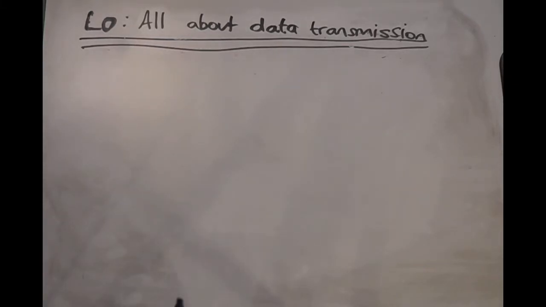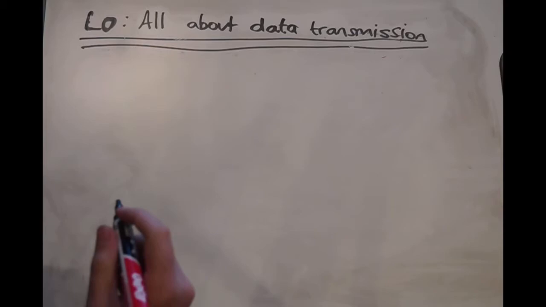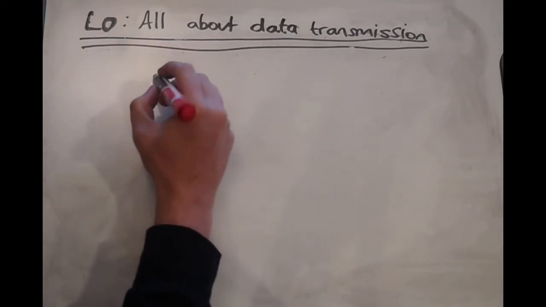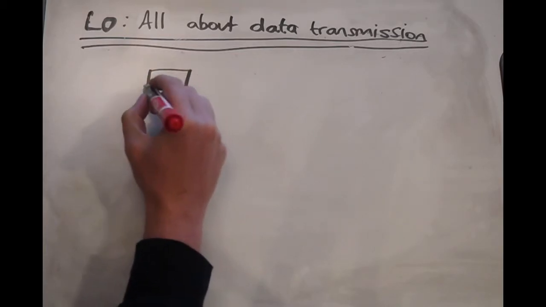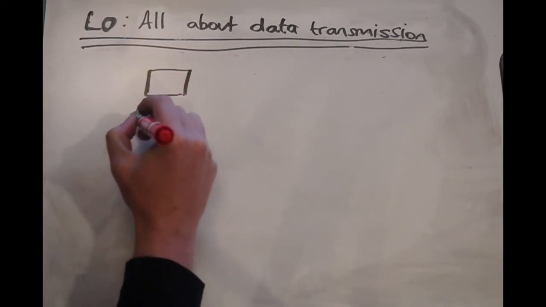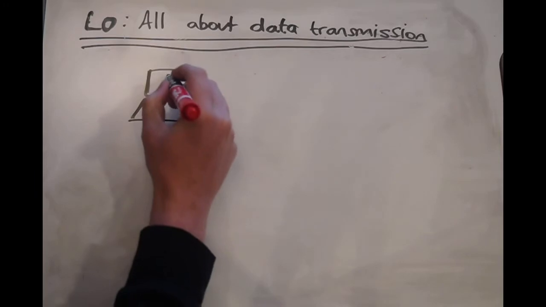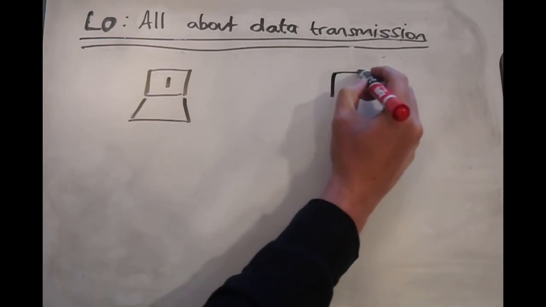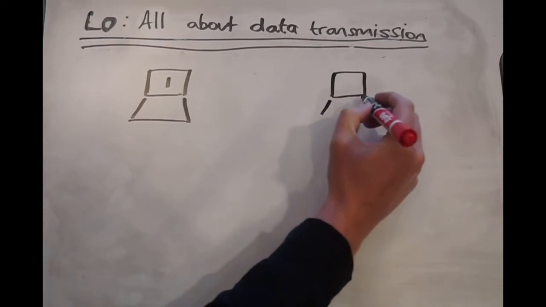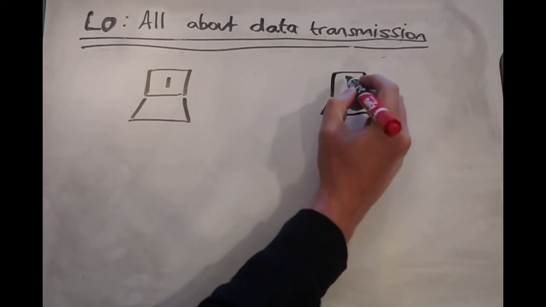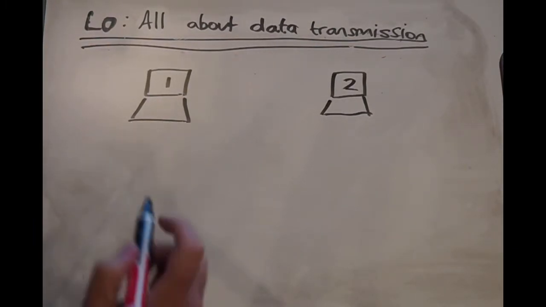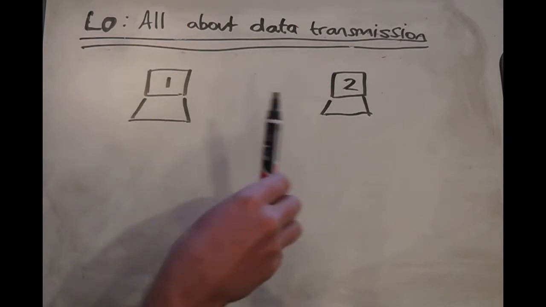In this video we're going to look at data transmission and how data is transmitted. We're going to start by thinking about having two computers. Here's computer number one. Here is computer number two. Basically, what we want is for our two computers to be able to communicate. So we want to transmit data between them.